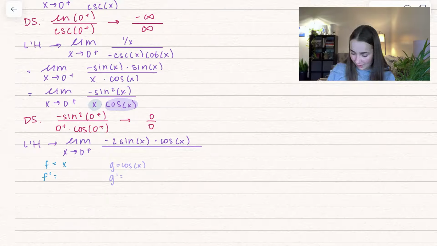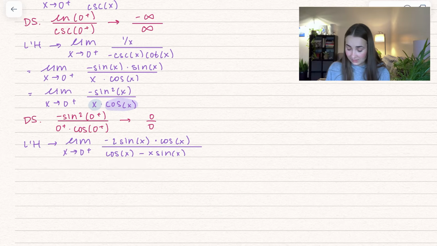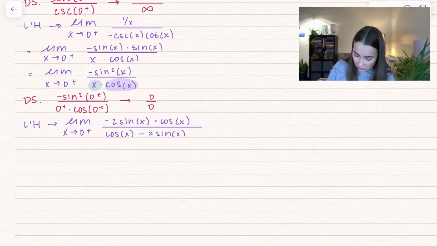Okay, so the derivative of x is just going to be 1. The derivative of cosine is going to be negative sine of x. So to do product rule, we just have to cross multiply and add those together. Alrighty, so we have something going on here. I don't see really how we can simplify that very much. So what we can go ahead and use is direct substitution. Let's go ahead and plug in that value of 0.